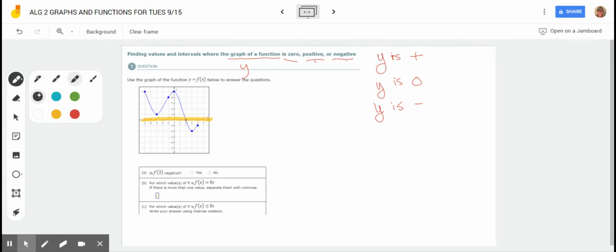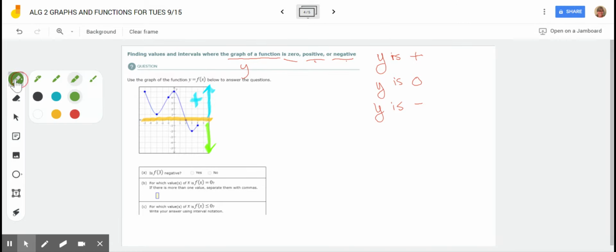Every value above, I don't know what color to pick, blue. Every value above is positive. You're going in the positive direction on y. Any value below, you're in the negative direction. Agreed? In other words, every single point here has a positive y value because we went up. It doesn't matter that the x is negative. We don't care. The graph is positive right here.